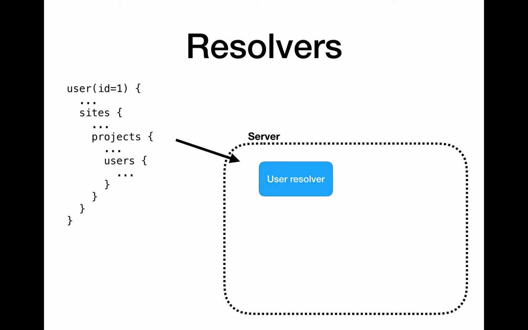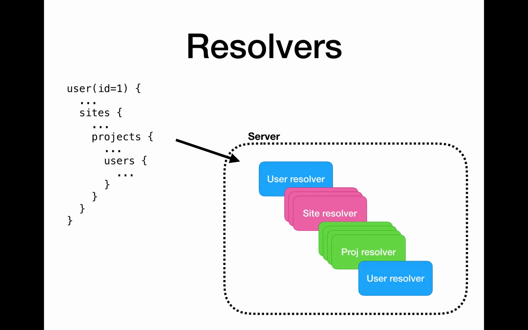And then because this user has several sites, I'm gonna have to have a site resolver as well, which is gonna be called once for each site. And because we also have projects belonging to the sites, then we also need to have project resolvers, which are going to be called once for each project. And then in this example, we also have a user resolver being called again. So this is how it works. And each one of these resolvers returns something that is ultimately used to create the JSON response.